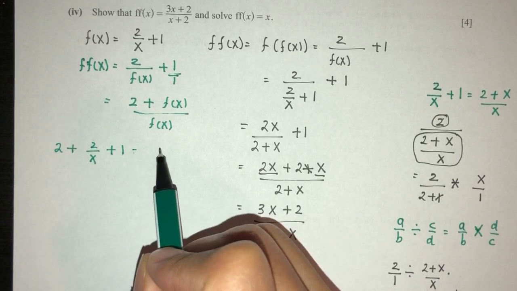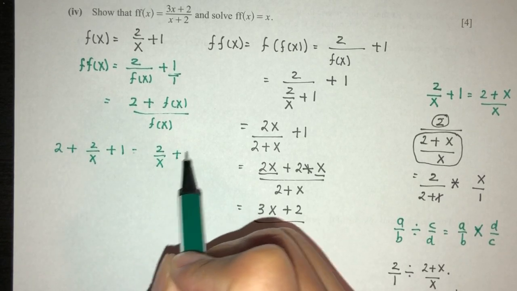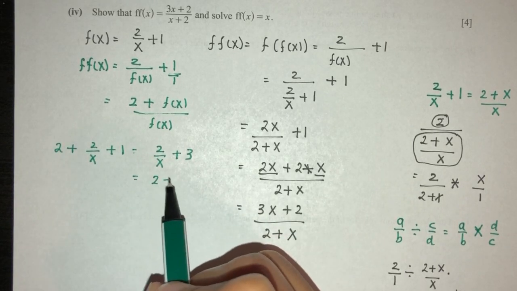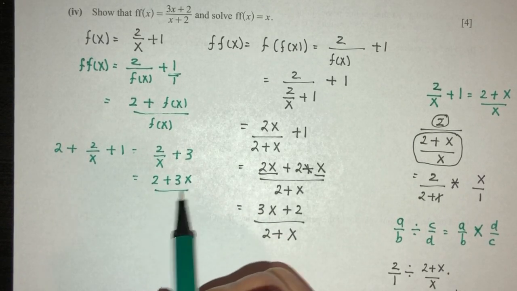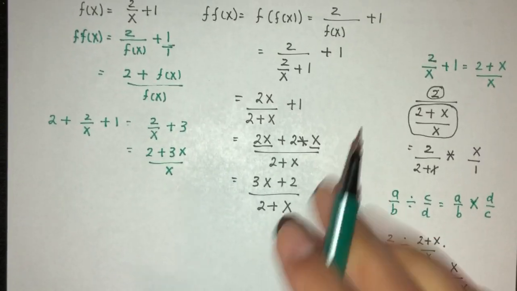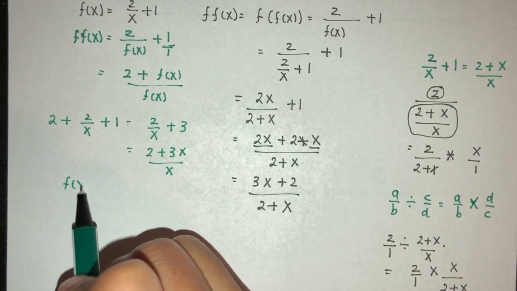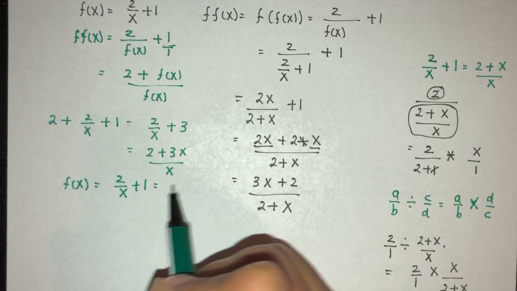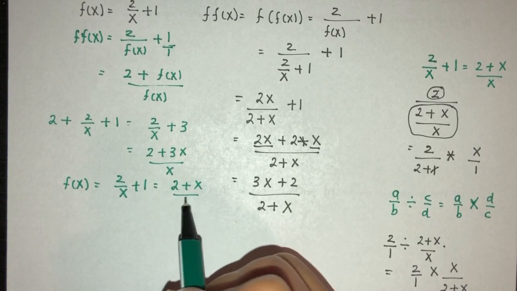That is equal to 2 over x plus 3. That is just the top, right? Simplified, that will be 2 plus 3x over x. Now f of x is given by 2 over x plus 1. That is 2 plus x over x.